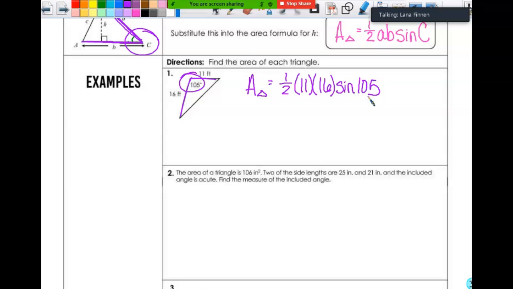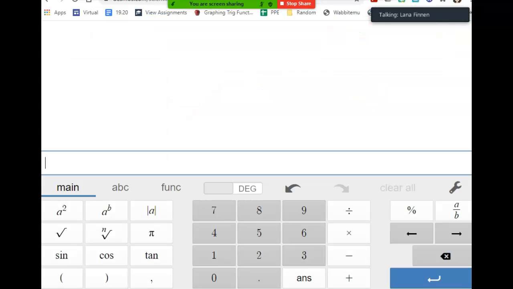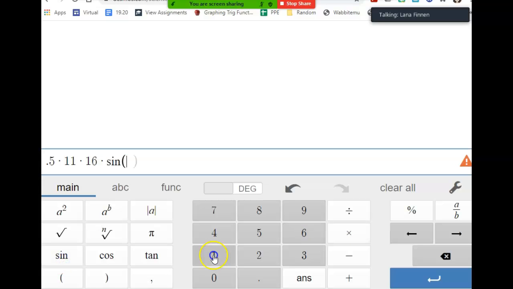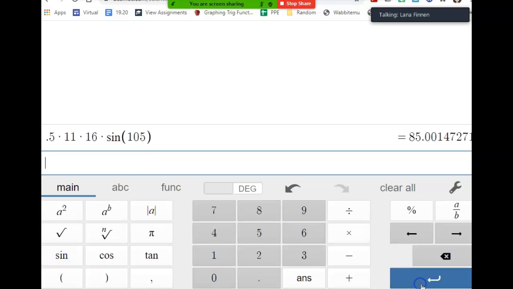And then it's just a plug and chug problem. We substituted it in. We can put it in the calculator. Now, I'm a big proponent of letting the calculator do it all, right? Except for maybe the 1/2, if it's easier for you to type 0.5, that's fine, but I wouldn't try and actually take half of anything. That's where it's super easy, but it's where the ridiculous mistakes happen. So I do 0.5 times 11 times 16 times the sine of 105. And that's what I get.